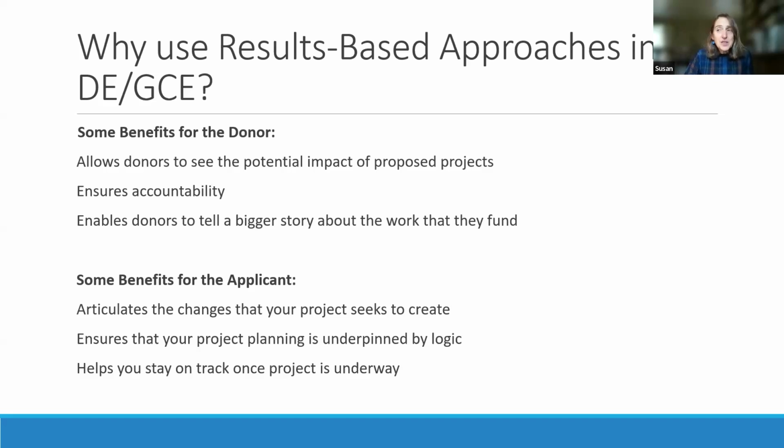And sometimes once we get our funding, we tend to throw the results framework away, or at least put it away until you have to report on it in a year's time. But it is actually very handy to help you stay on track once the project is underway. And IDEA has done some interventions on that in the past, on using it as a monitoring tool, which we really recommend. So there are benefits for it.